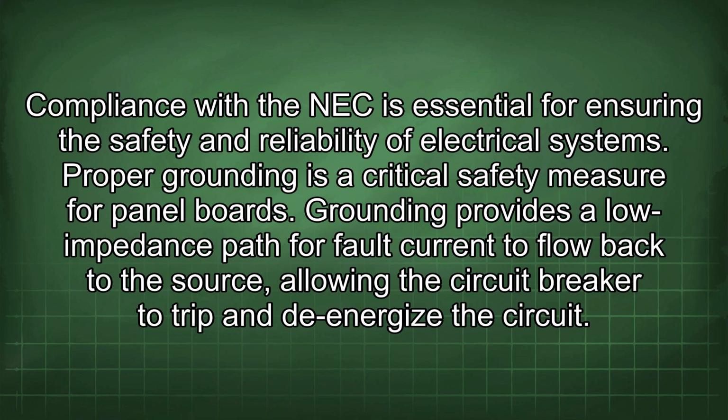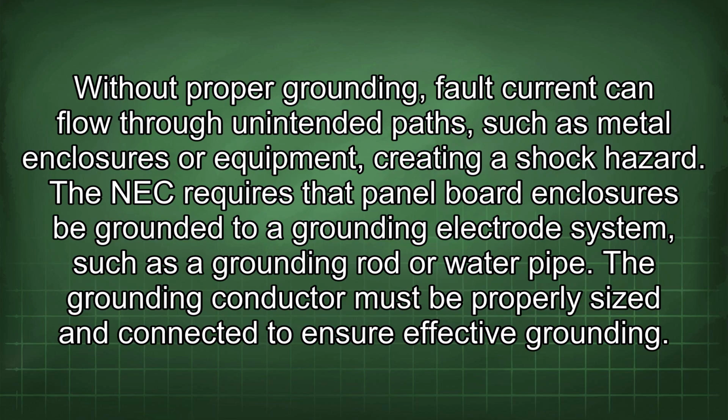Proper grounding is a critical safety measure for panel boards. Grounding provides a low impedance path for fault current to flow back to the source, allowing the circuit breaker to trip and de-energize the circuit. Without proper grounding, fault current can flow through unintended paths such as metal enclosures or equipment, creating a shock hazard. The NEC requires that panel board enclosures be grounded to a grounding electrode system such as a grounding rod or water pipe. The grounding conductor must be properly sized and connected to ensure effective grounding.